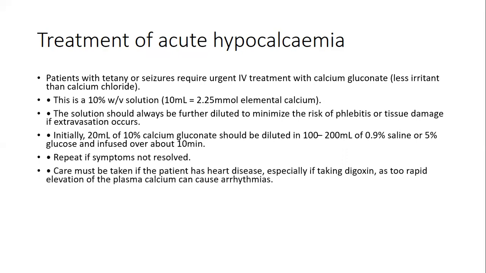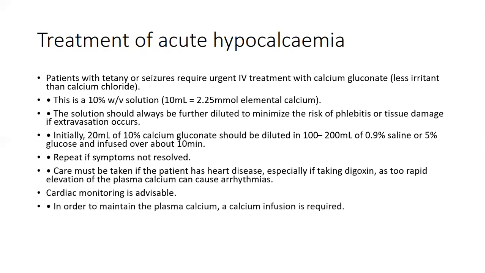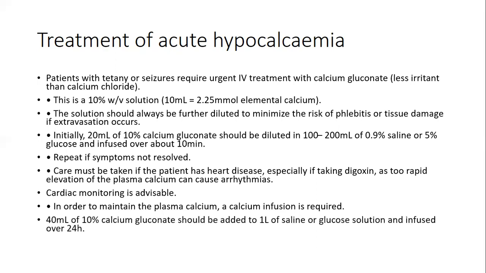Care must be taken if the patient has heart disease, especially if taking digoxin, as too rapid elevation of the calcium can cause arrhythmias. Cardiac monitoring is advisable. In order to maintain the calcium, a calcium infusion is required. 40 ml of 10% calcium gluconate should be added to 1 liter of saline or glucose solution and infused over 24 hours.